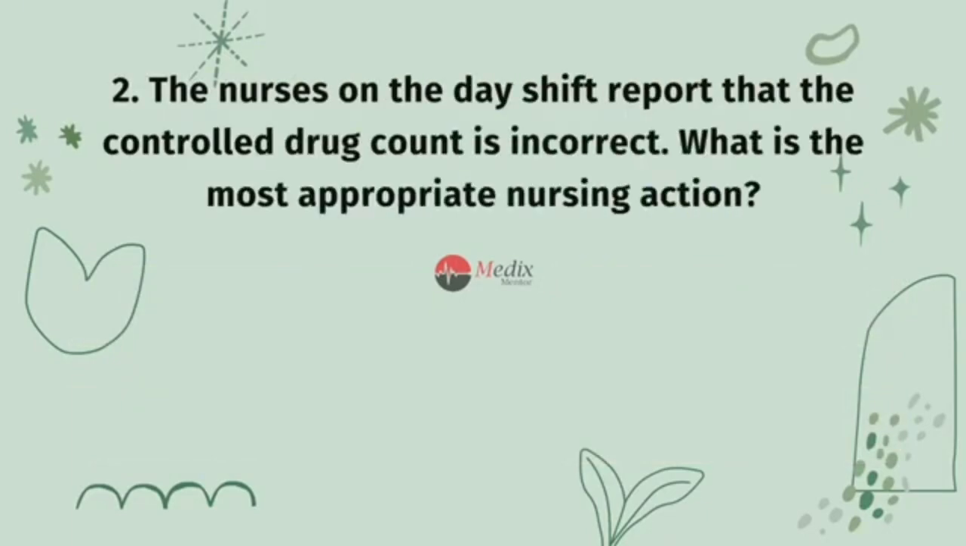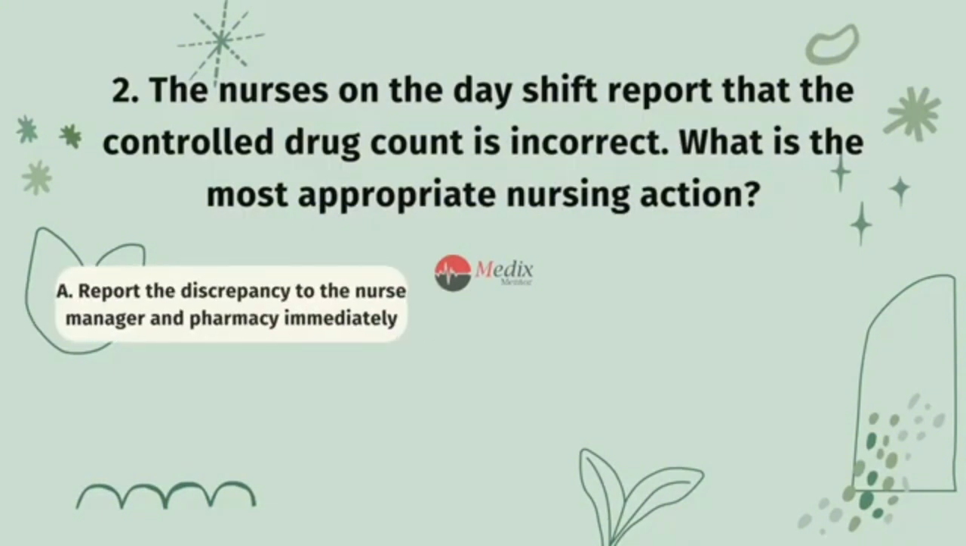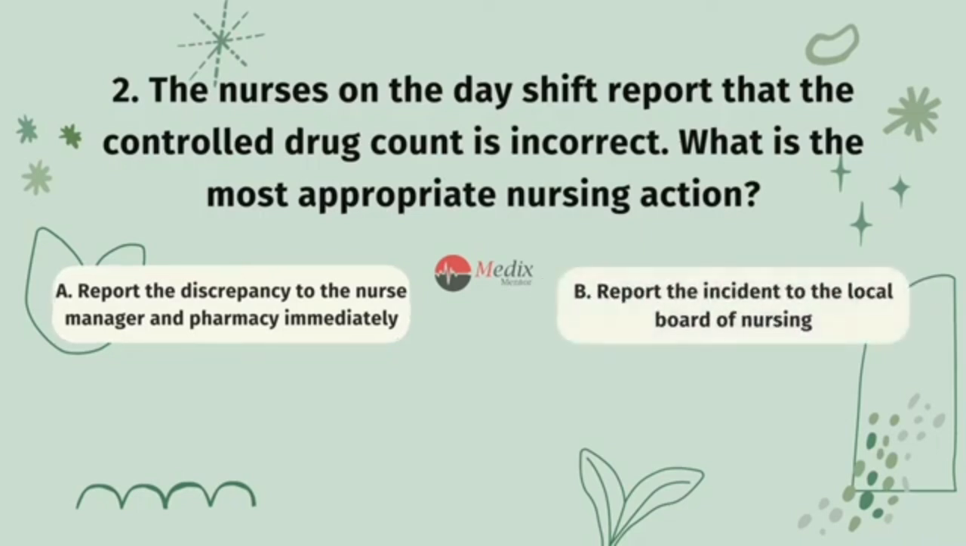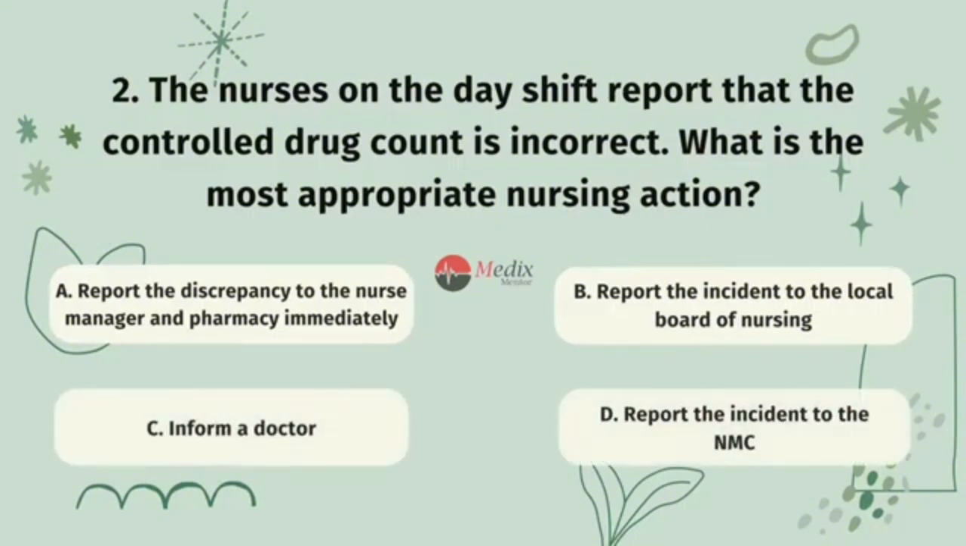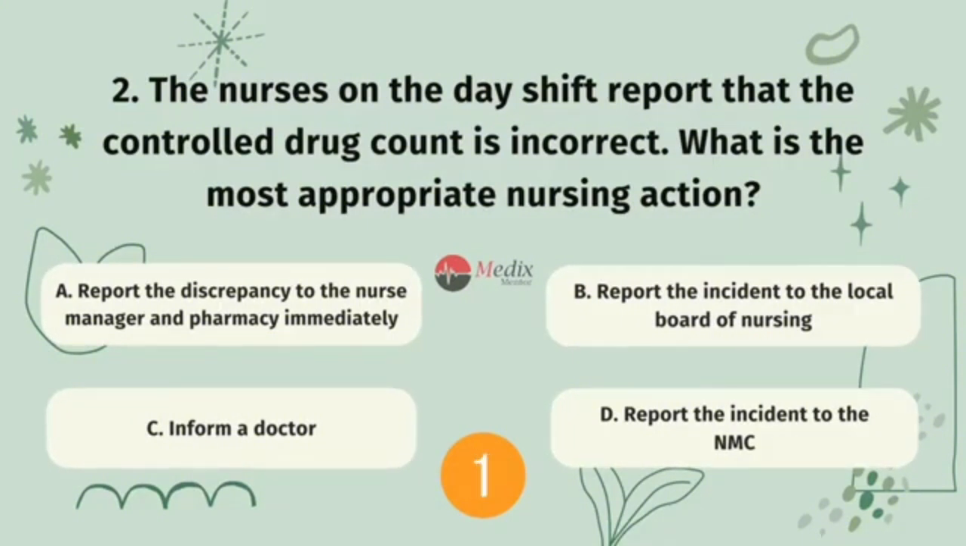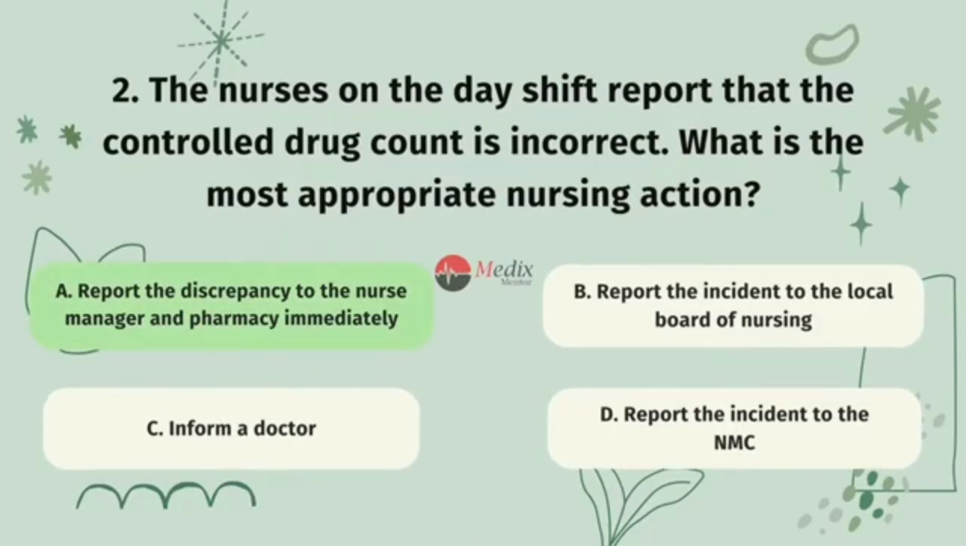Question 2. The nurses on the day shift report that the controlled drug count is incorrect. What is the most appropriate nursing action? Option A, report the discrepancy to the nurse manager and pharmacy immediately. Option B, report the incident to the local board of nursing. Option C, inform a doctor. Option D, report the incident to the NMC. The correct answer is A.